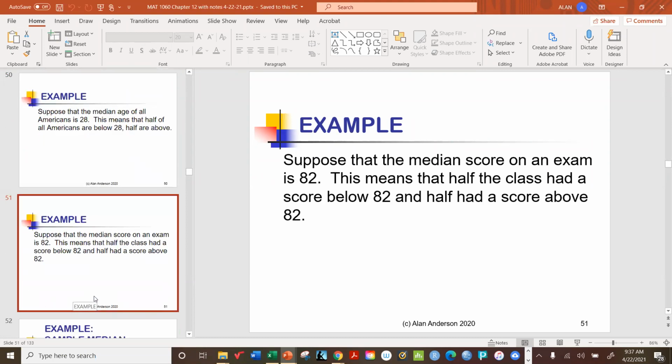And then on an exam, the median score is 82. Half the class did worse than 82 and half did better. That's all that it means.